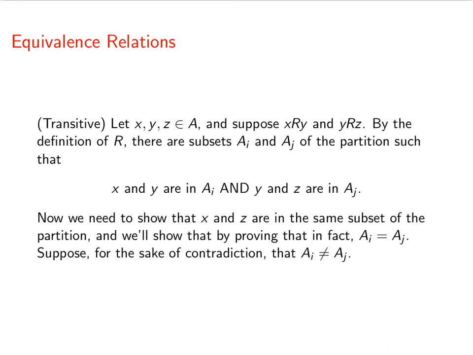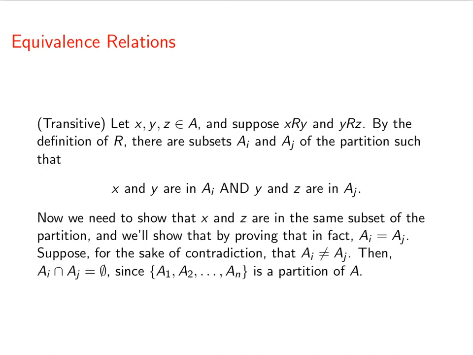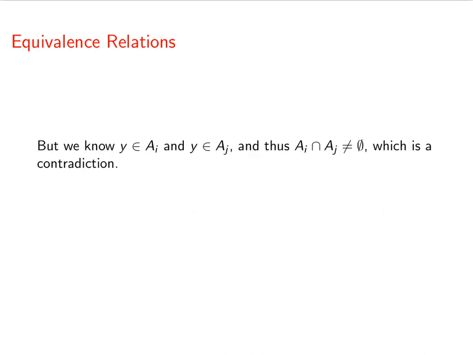All right, let's do this by contradiction. Let's suppose that A sub i is not equal to A sub j. We're going to come up with a contradiction. So, we know that A sub i intersect A sub j is empty, because this is a partition. And when we have two different subsets of a partition, they have to be mutually disjoint. Now we know that y is an element of A sub i and y is an element of A sub j. And so now we know that A sub i intersect A sub j is not empty, which contradicts the fact that we knew that it was empty.